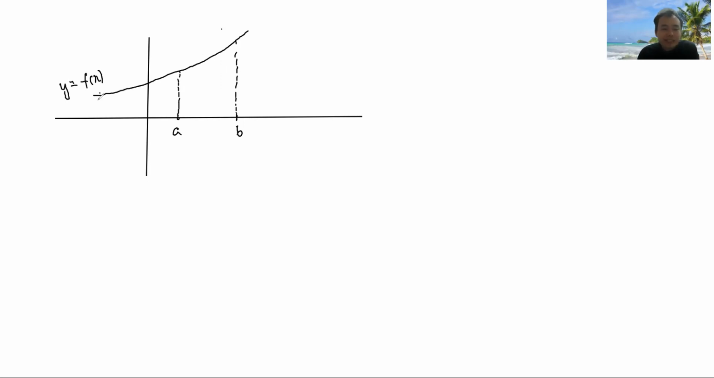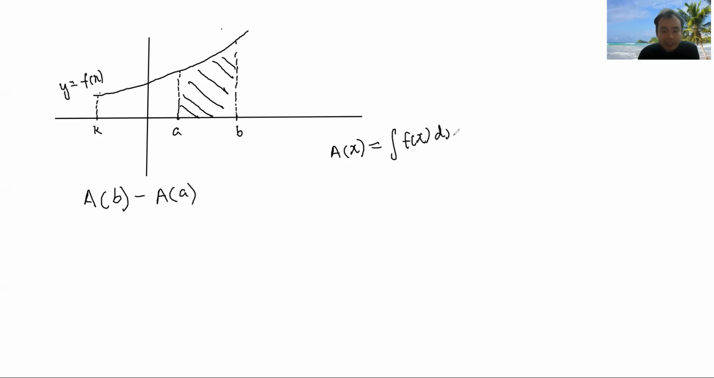Imagine that there's a K here, like just now. It doesn't really matter actually. If I want to find this area, it is basically A of B minus A of A. Can I say that? Since earlier we already established the result A of x equals the integral of f of x dx, this is basically the integral of f of x. Let's use a big F to denote the integral. So this is F of x.